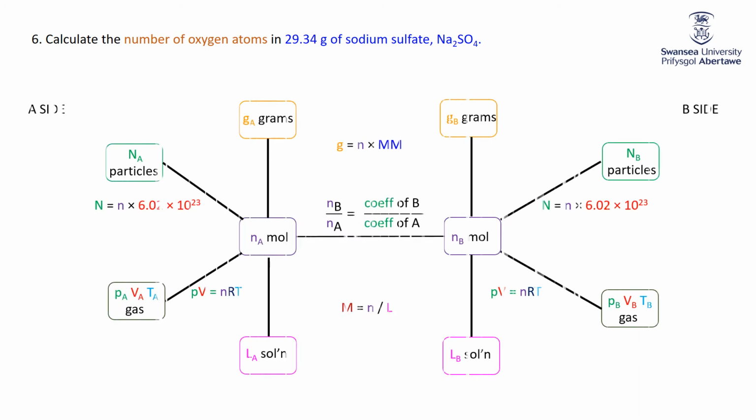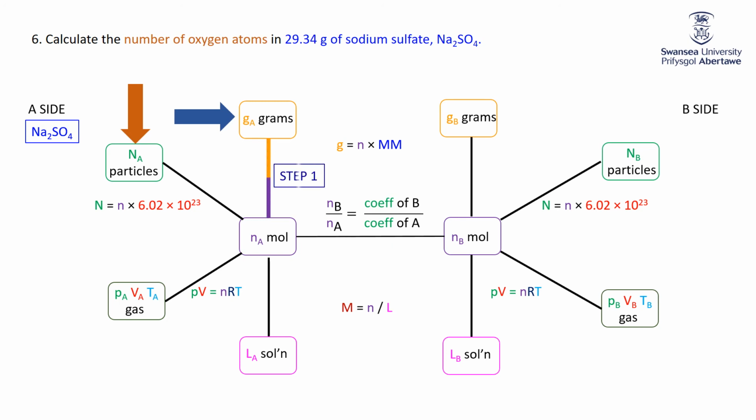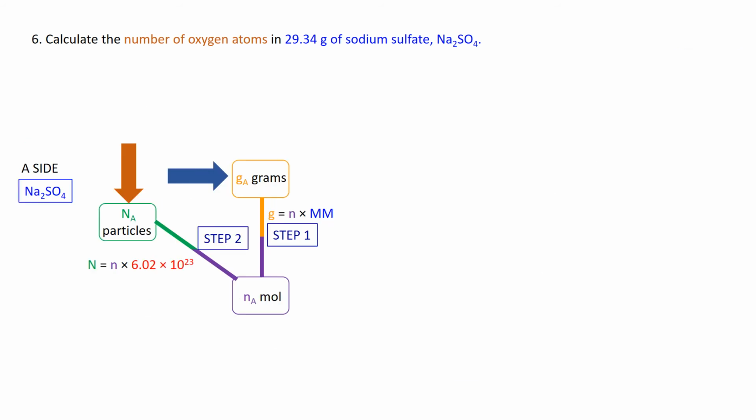See what we're looking at here with the roadmap. We're told that we're dealing with sodium sulfate to start with. We're given a number of grams of sodium sulfate, so that is our starting point. And we're asked ultimately for particles, for oxygen atoms, which is something submicroscopic and particle-wise. So therefore, we're obviously going to end up with particles of Na2SO4. So step 1, grams to moles. Step 2, moles to particles. Pull out the salient bits.